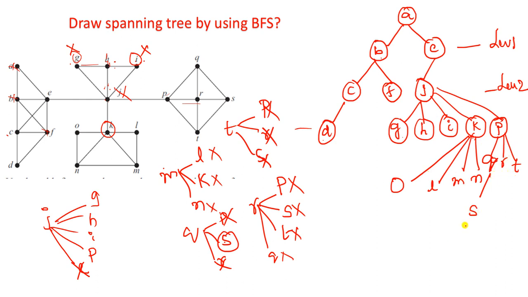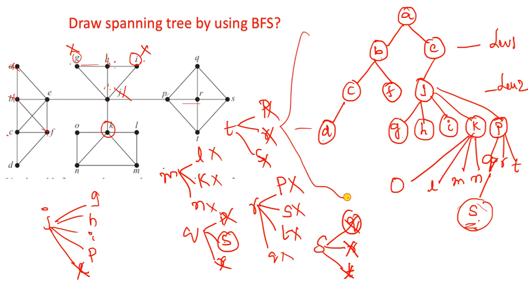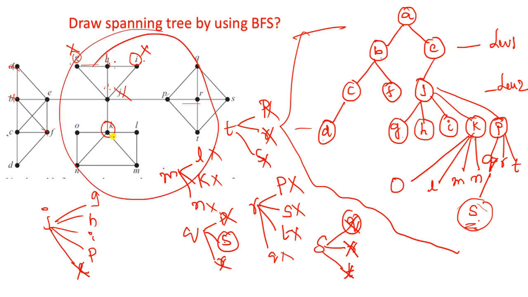And next come to the next level, S. In this particular level we have only one element, that is S, and S has incident with Q, R and T. So here Q completed, R completed, T visited. Okay. So there are no other pending elements at S level. So we should stop here because this is our spanning tree. We visited all the vertices in this particular graph.